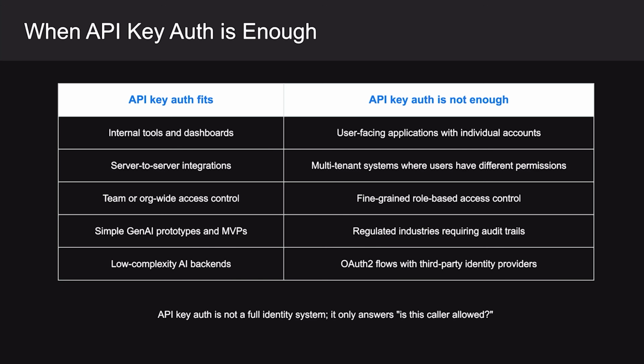Where it breaks down is when you need user-level identity. If Karan's RAG API needs to know which specific user is asking, show them only their own sessions or give different users different permissions, a single API key shared across callers can't do that. For those scenarios, you need OAuth 2 and JWT, which is exactly what we cover in the next video. For many AI backends though, especially internal ones, API key auth is exactly enough.